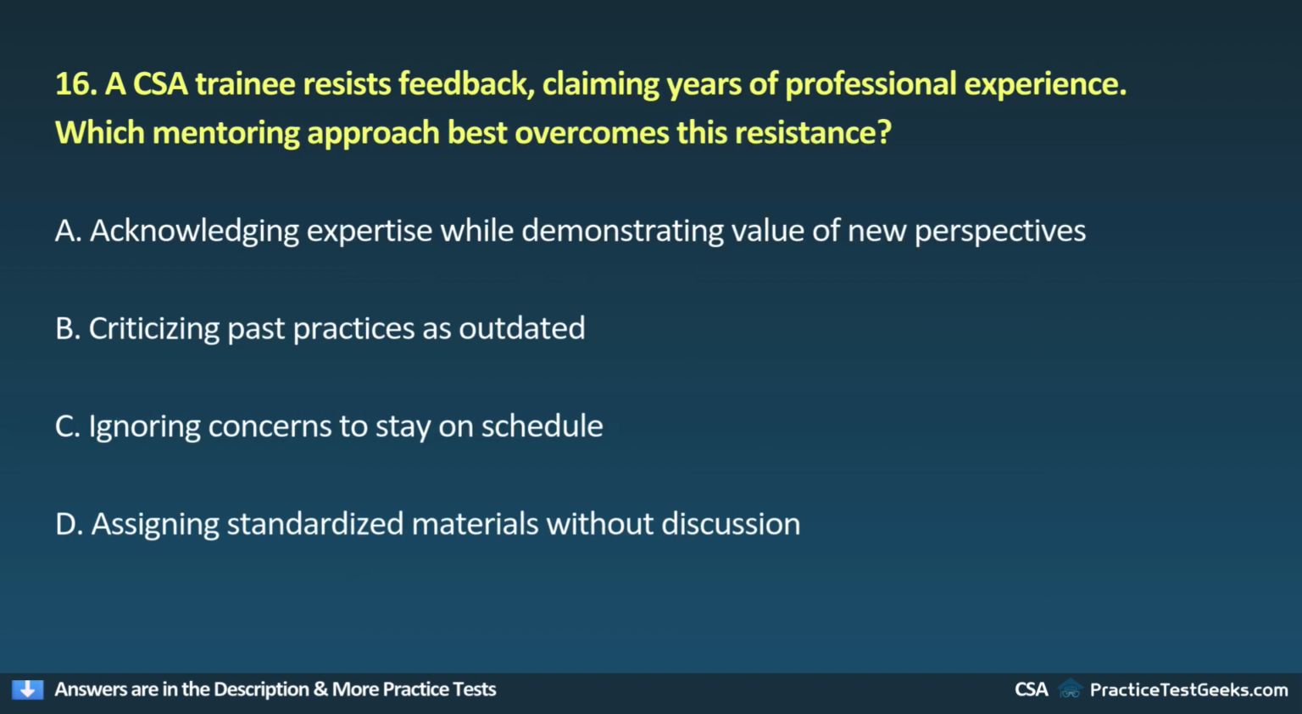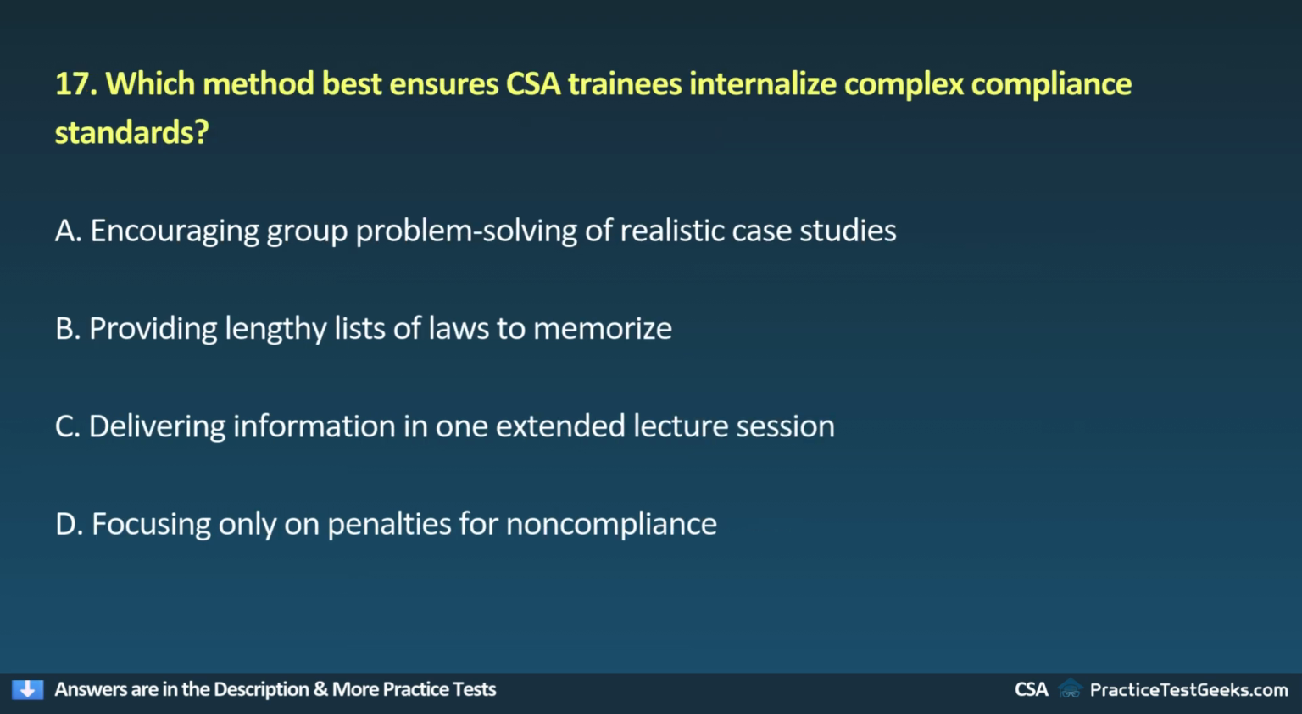16. A CSA trainee resists feedback, claiming years of professional experience. Which mentoring approach best overcomes this resistance? A. Acknowledging expertise while demonstrating value of new perspectives. B. Criticizing past practices as outdated. C. Ignoring concerns to stay on schedule. D. Assigning standardized materials without discussion.